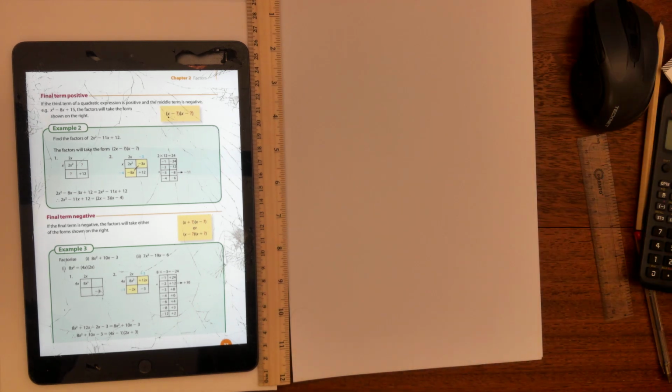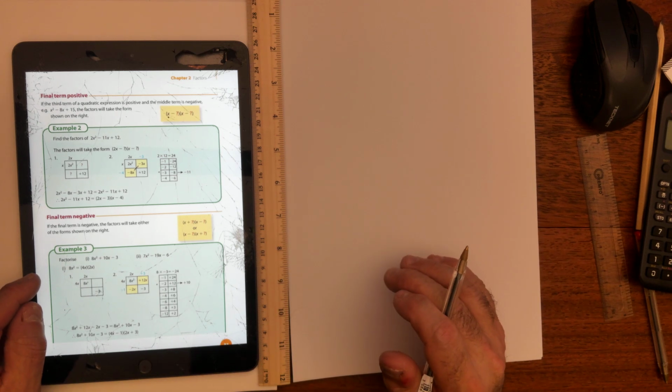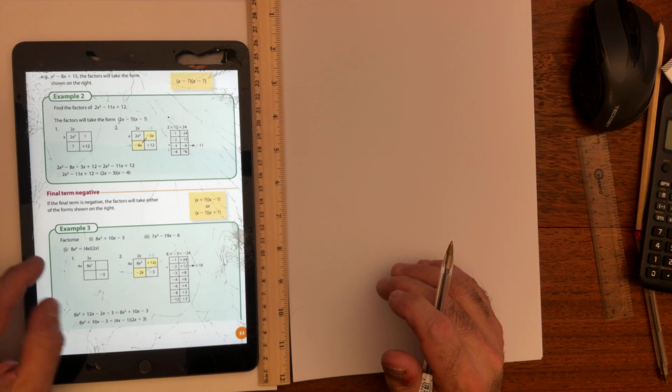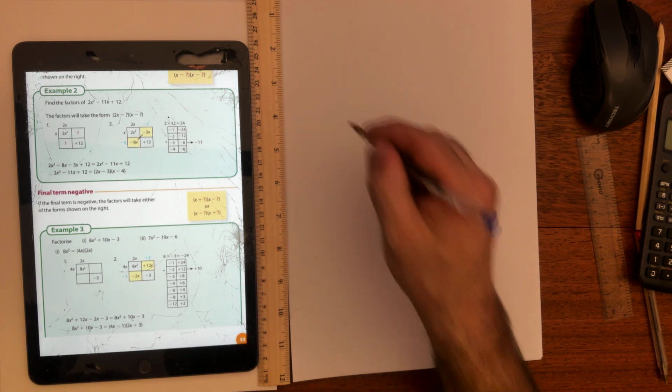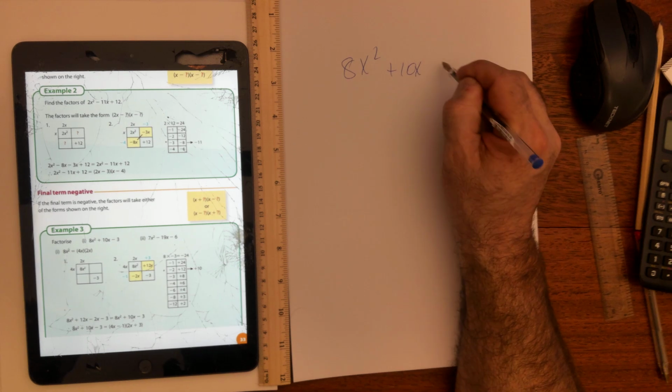So there are lots of important ideas that mean you don't have to do a lot of trial and error in these. I'll do example 3. With the final term negative, it will be a plus and a negative. So we'll go with 8x squared plus 10x minus 3.